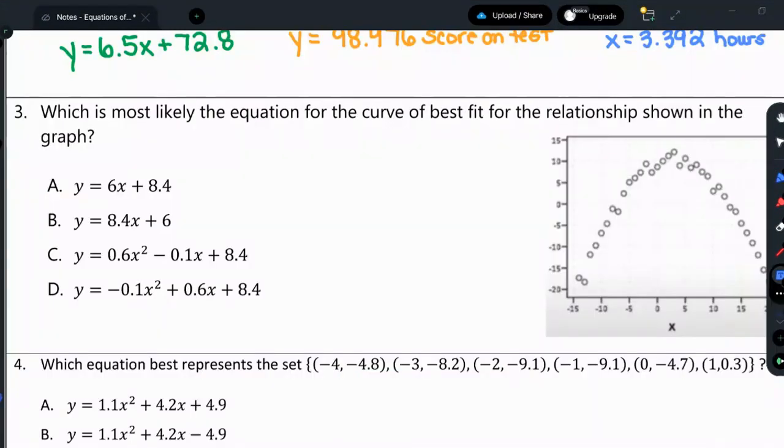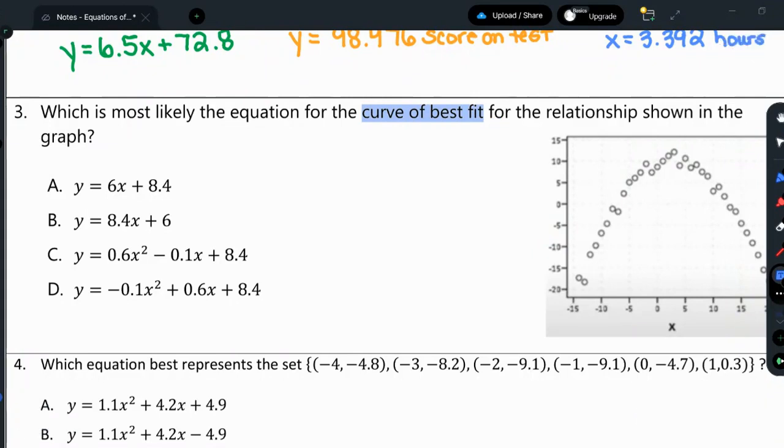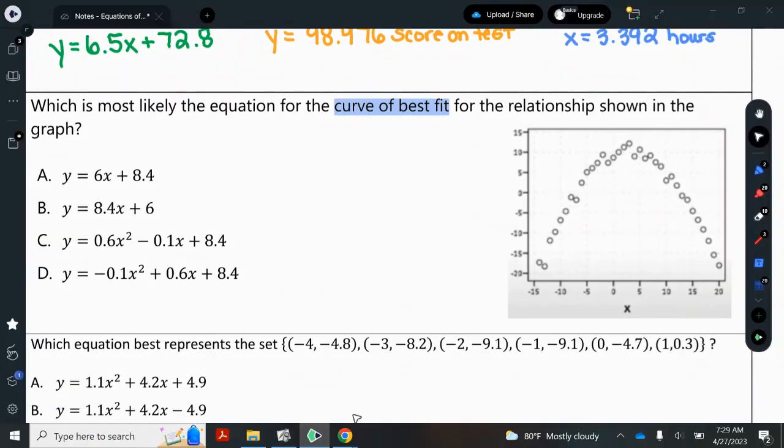The next SOL type question is, which is most likely the equation for the curve of best fit for the relationships shown in the graph? The biggest thing here is that I notice in the directions I have curve of best fit, so I know I'm using the quadratic function from the front of my notes. So for this problem, I see that there's no table, so no table to type in, but I can type in each of my equation answers, so I'll start with A.